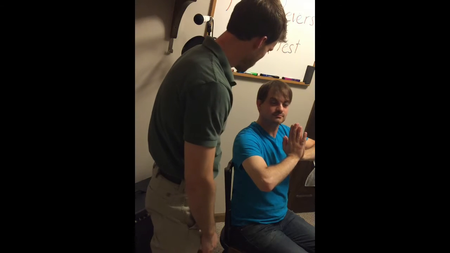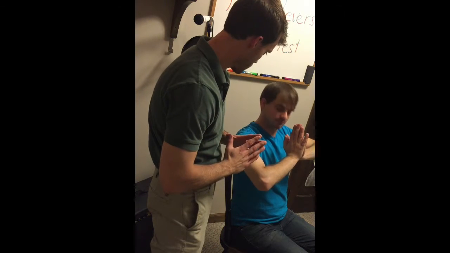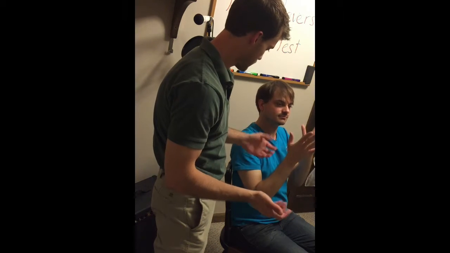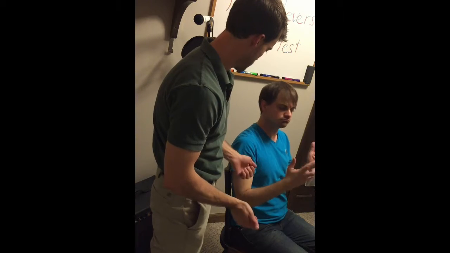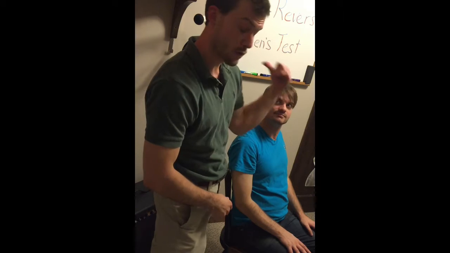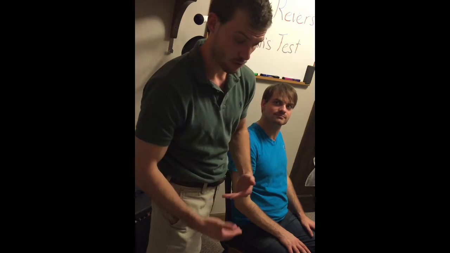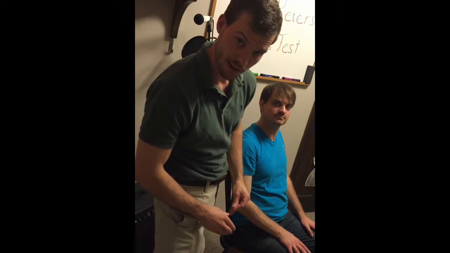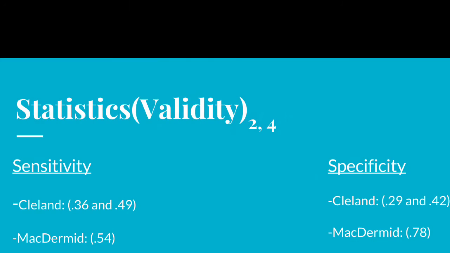60 seconds have now passed. How do you feel? Good. Your hands okay? Mm-hmm. Why don't you release them? Shake them out a little bit. They okay? Mm-hmm. All right. Assuming that the reverse Phalens test is accurate, this would be a negative sign for carpal tunnel syndrome. With that said, we'll jump right into the statistics.